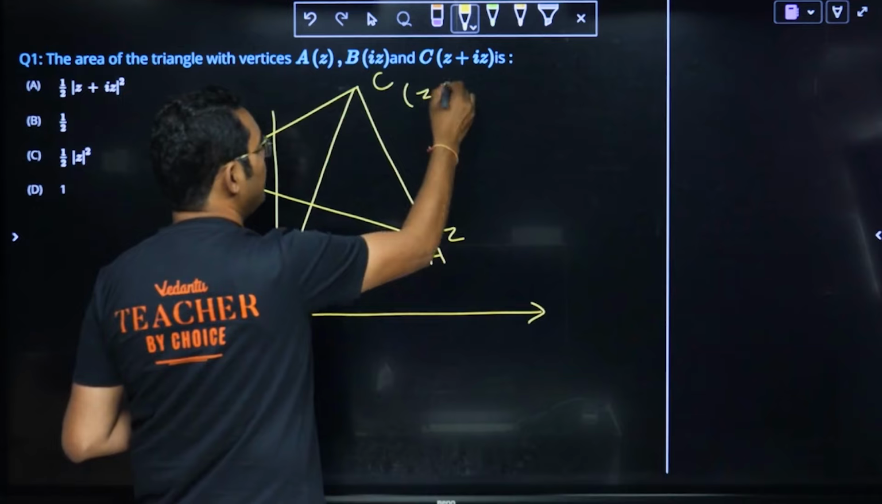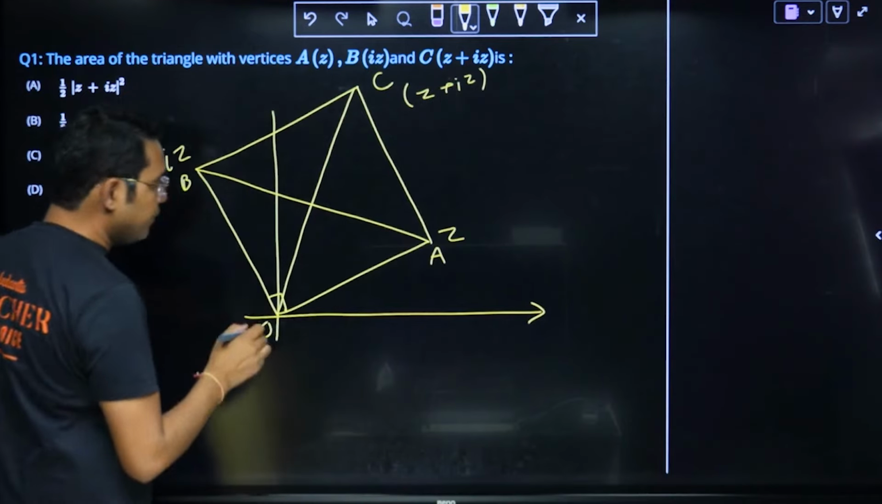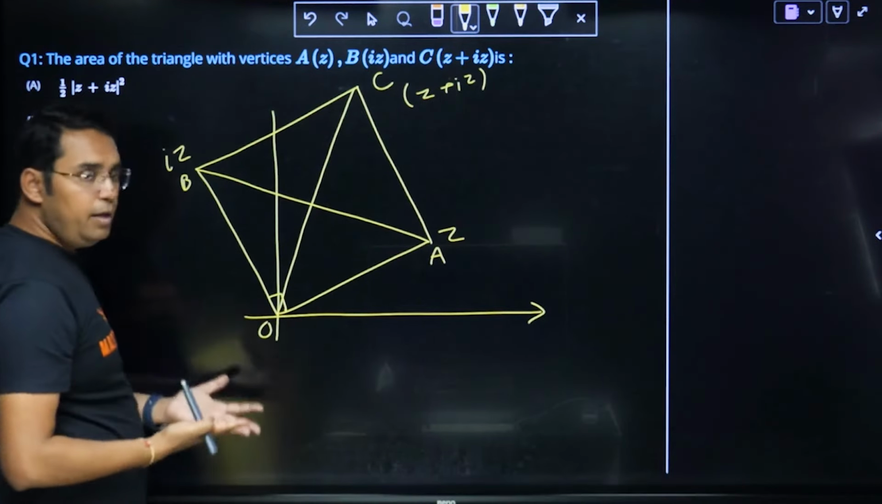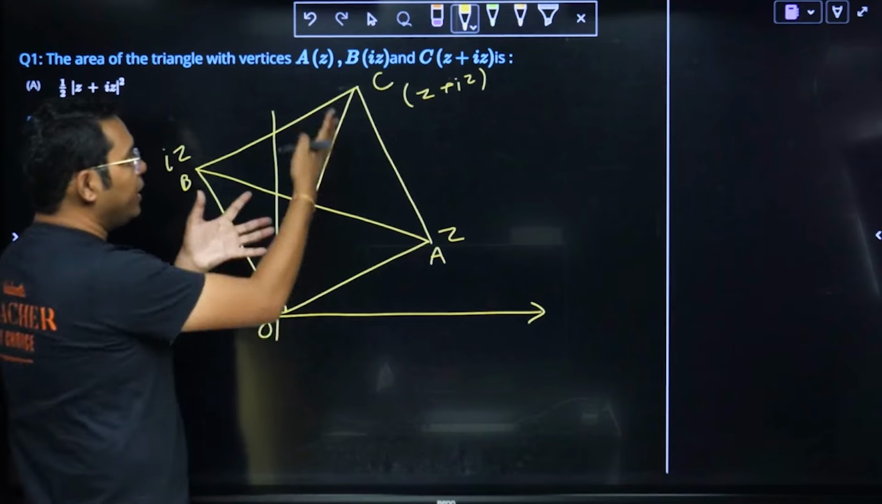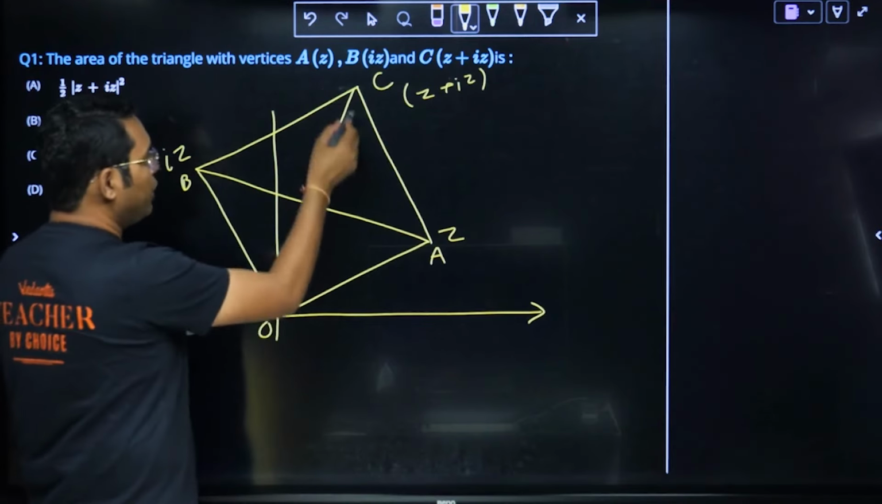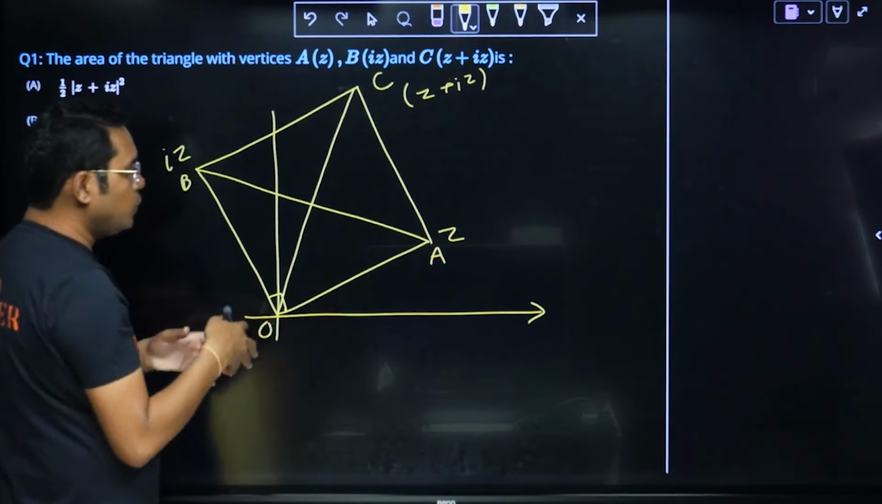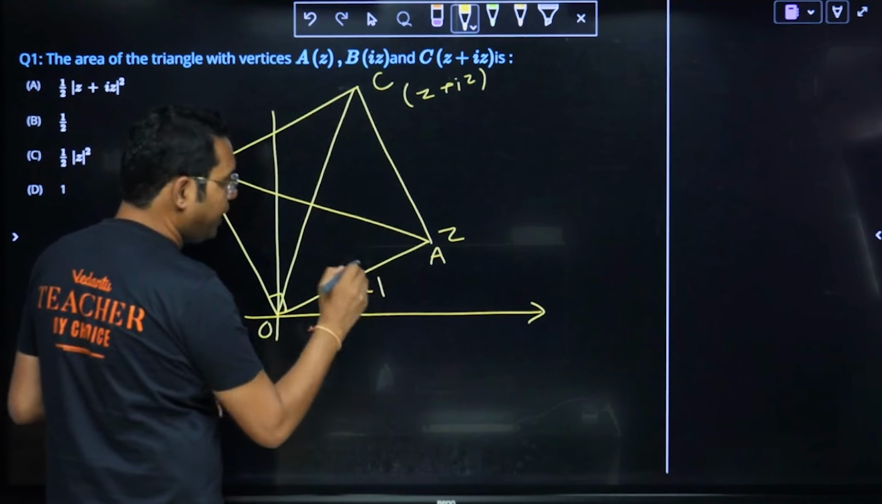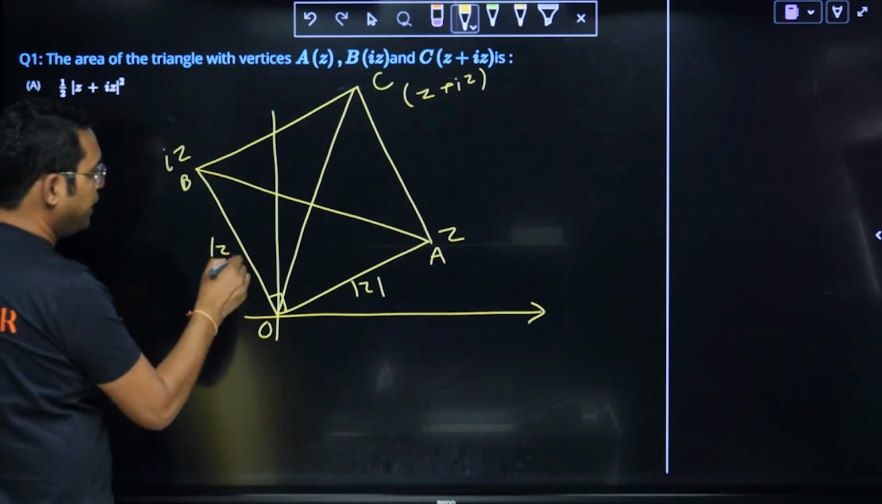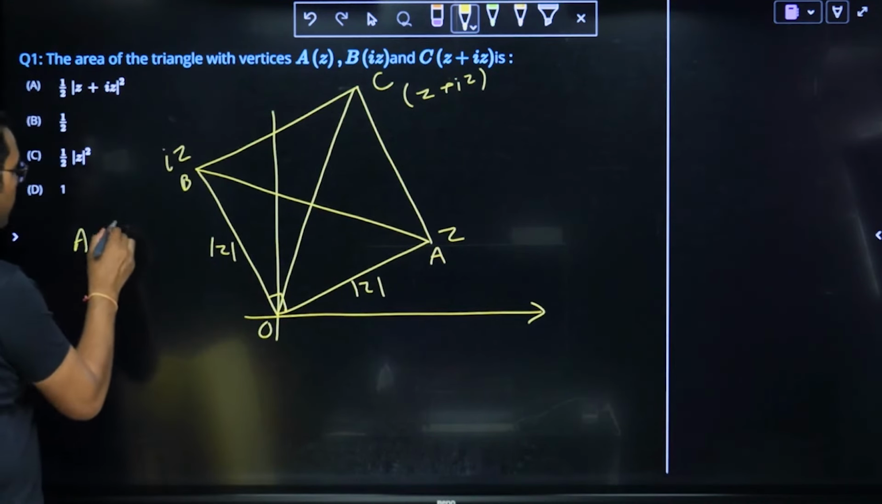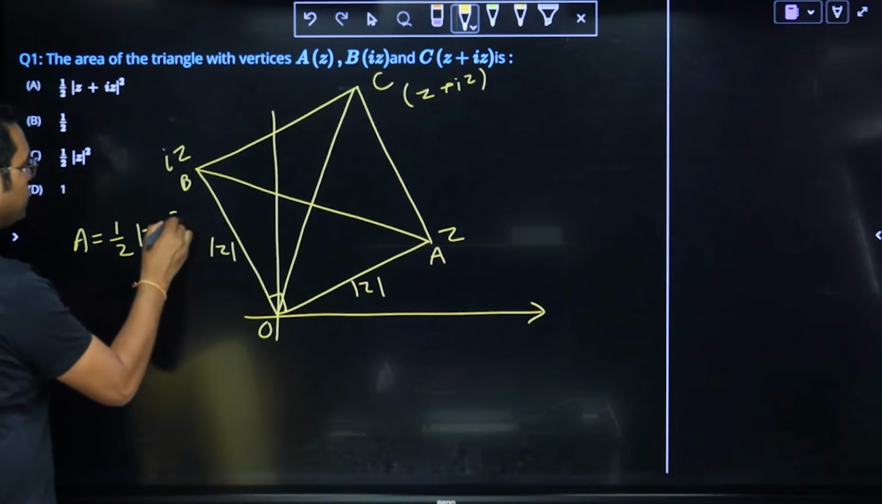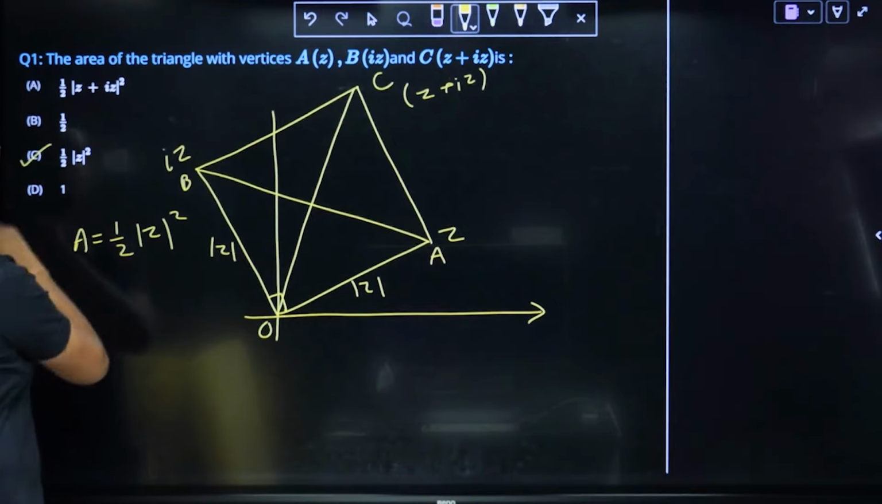C is z plus iota z. You can see this OA length and OB length are equal, and the angle is 90 degrees. So this parallelogram has to be a square, and we are looking for half the area of this square, and the square has side length mod z. So the required area will be equal to half of mod z square. So the answer for this question should be C.